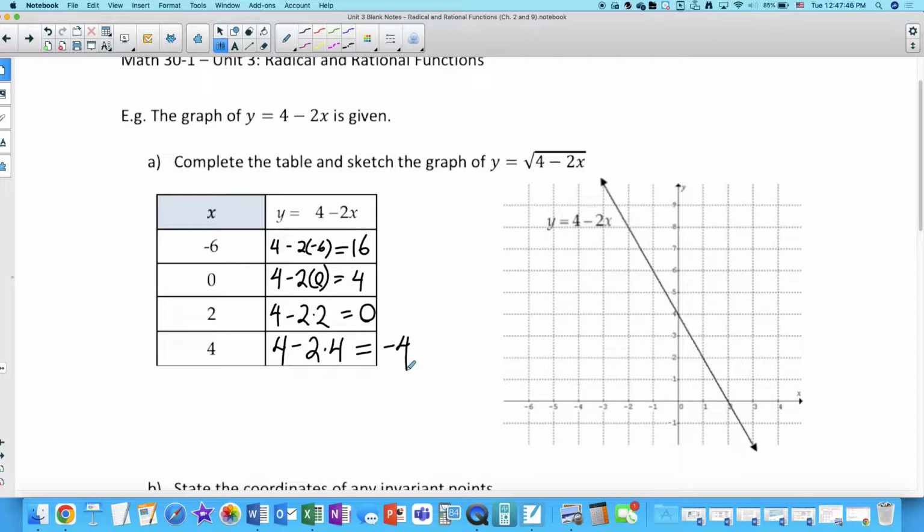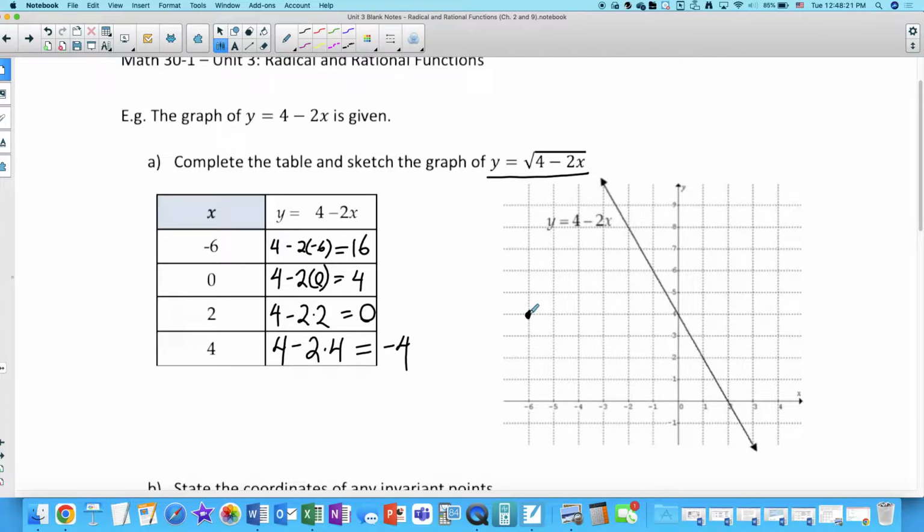Okay, so if we want to start with this table of values and plot this radical function, what we need to do is take the square root of all the y values. X values aren't going to change, but the y values will be the square root of the original. So for example, for this radical function, when x is -6, what is y going to be? 4. It's the square root of 16, which is 4.